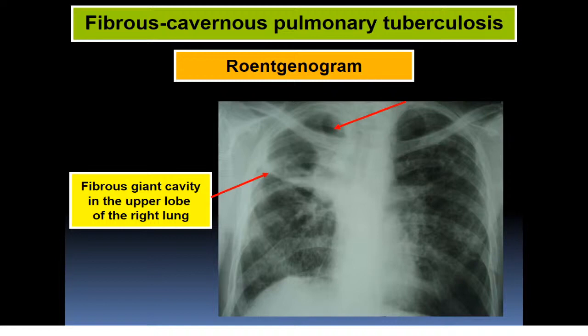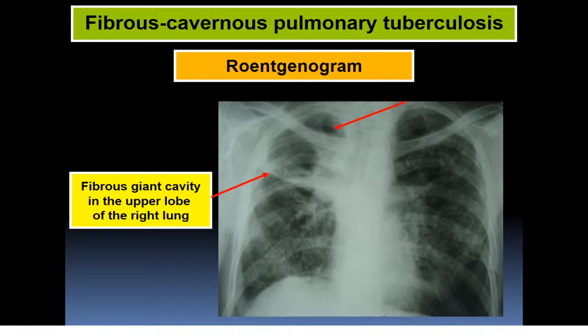Third sign, shift of mediastinum and trachea to the affected side. That's why mediastinum shifts to the side with fibrosis. And fourth, the main sign on X-ray is bronchogenous dissemination. That's why we can see many focal shadows in both lungs. This is the result of bronchogenous dissemination.